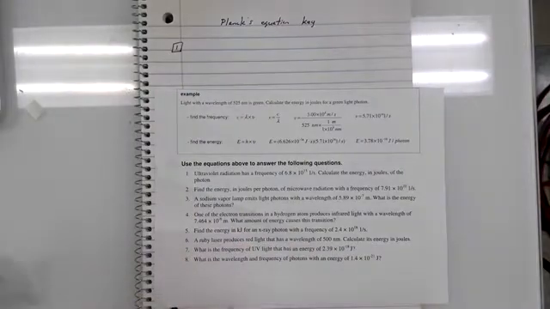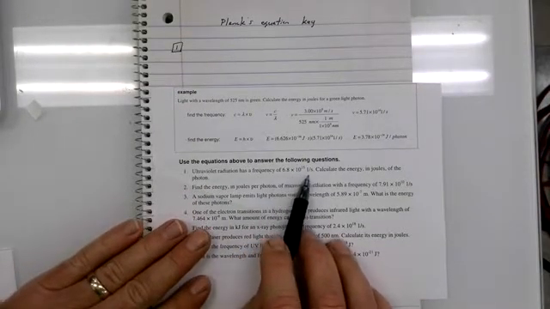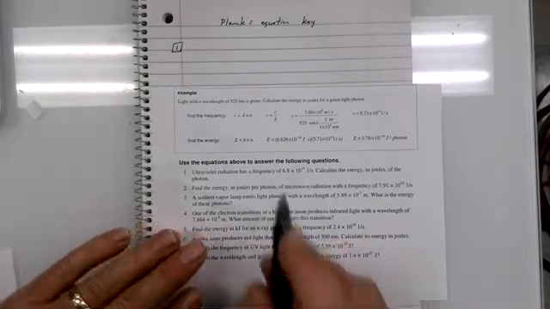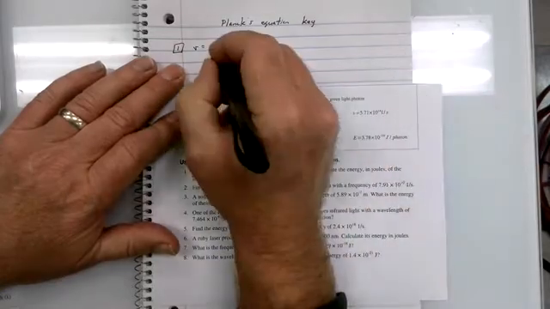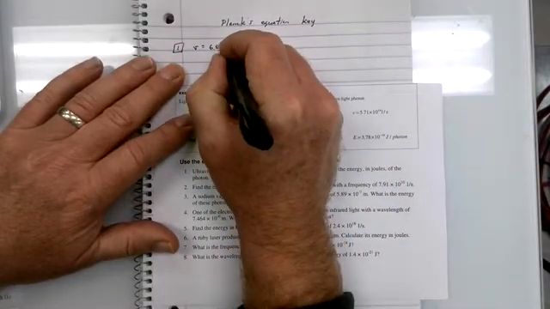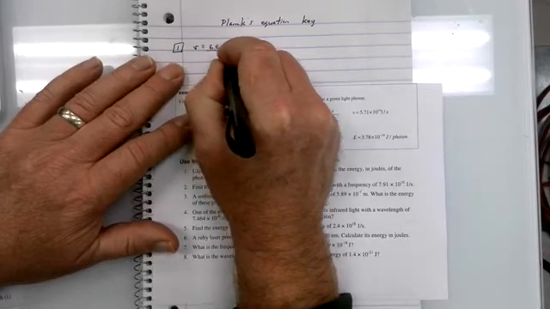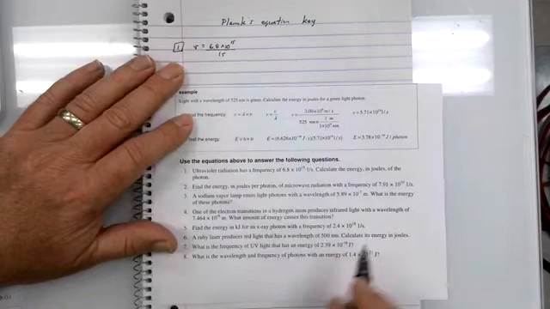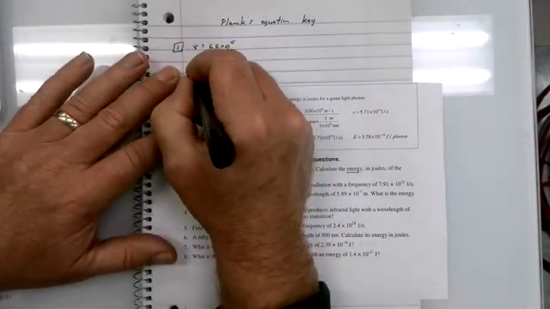So here we go. With our first problem, it says UV radiation has a frequency 6.8 times 10 to the 15th, 1 over seconds, or in hertz. So that is a frequency. And calculate the energy in joules. So we're looking for E.